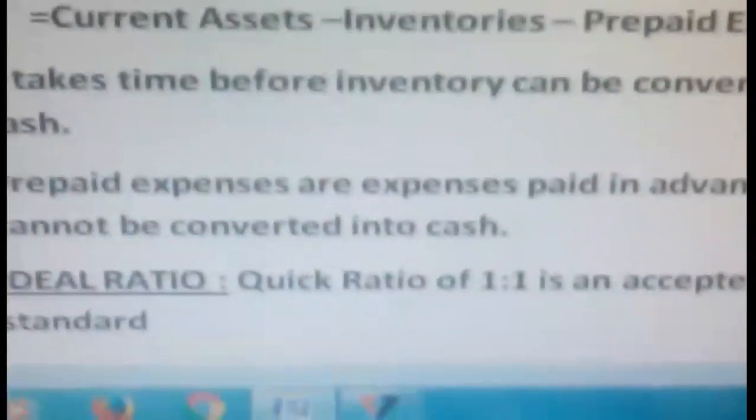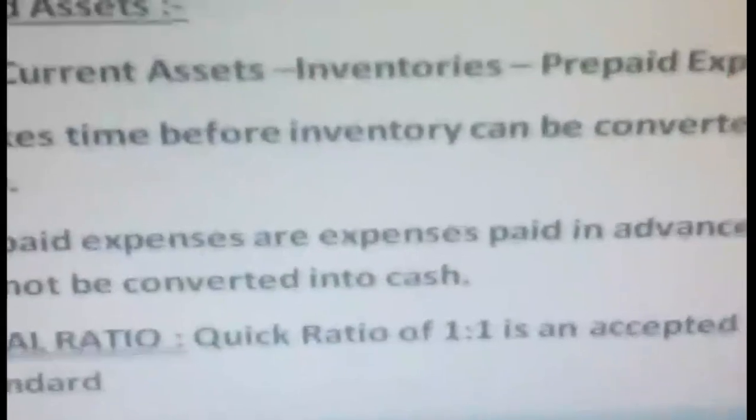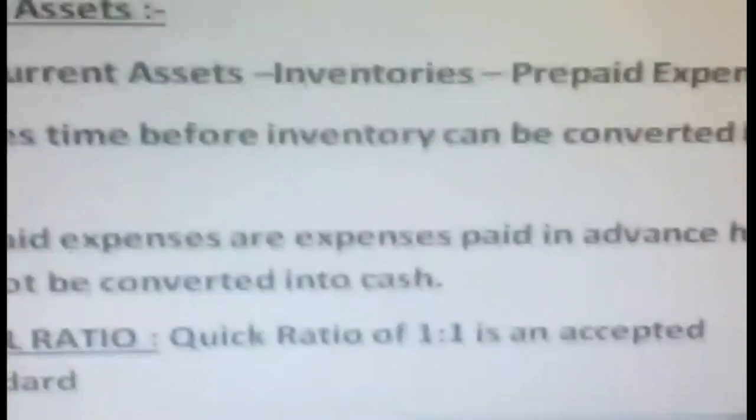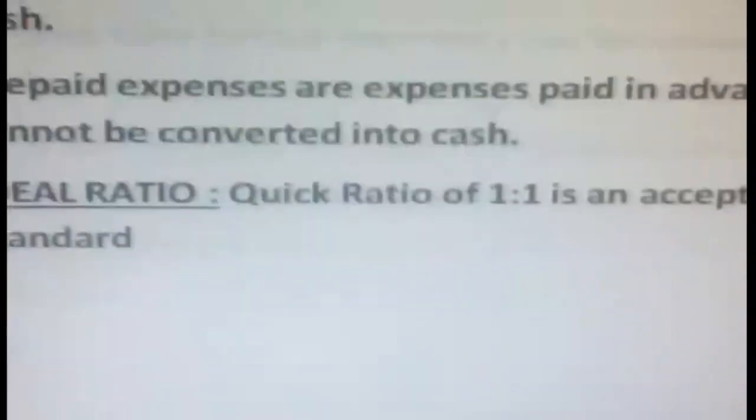Here the ideal quick ratio is 1:1. It is an accepted standard. What I discussed earlier, our current ratio is 2:1, while here the quick ratio is always 1:1. That is the idea here.